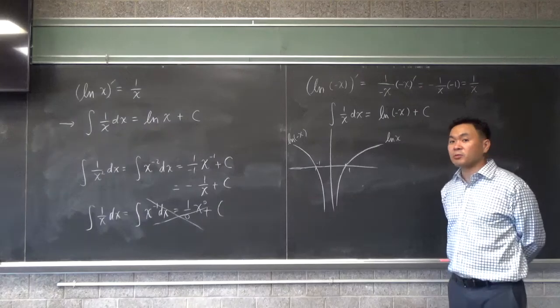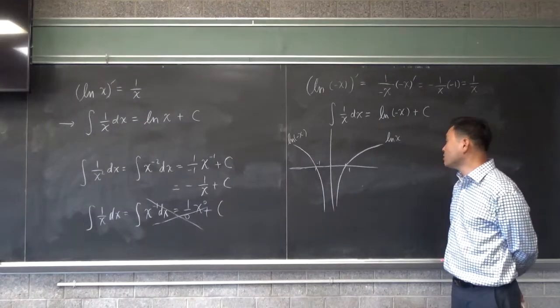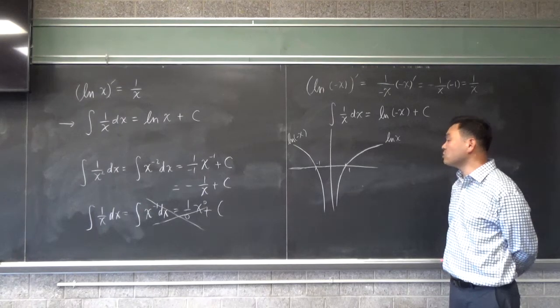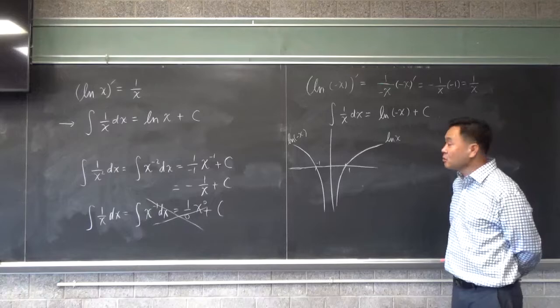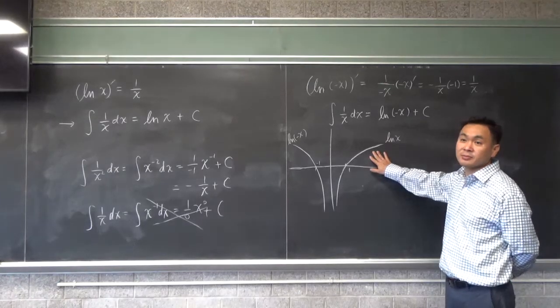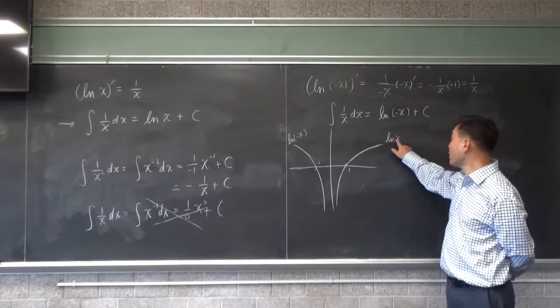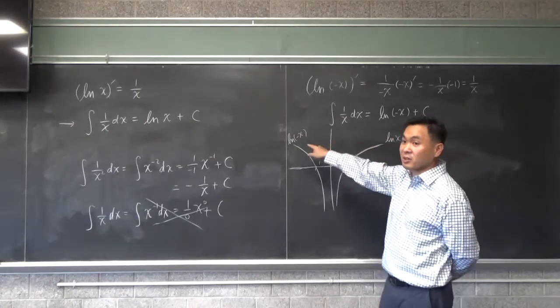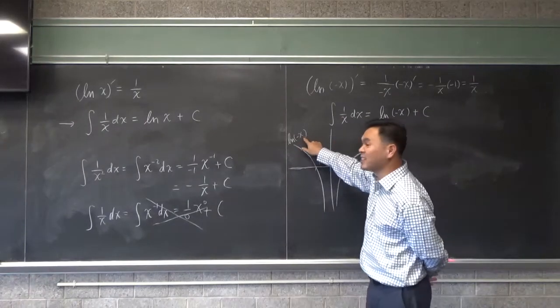Now from the graph, you immediately see that these two functions are not only just different, they have completely different domains, right? What's the domain of ln of x? Yeah, x has to be positive, right? What's the domain of ln of negative x? X has to be negative, right?